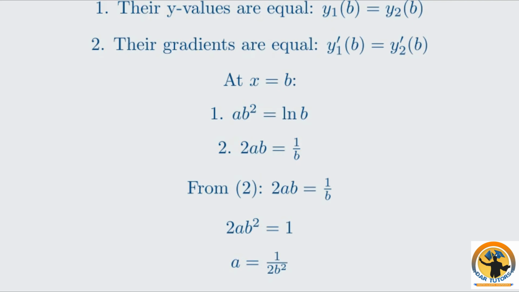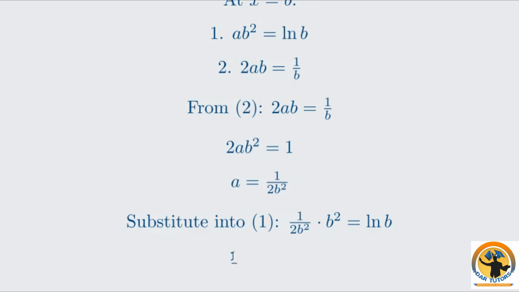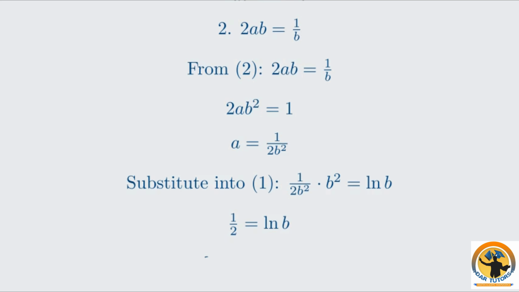Now we substitute this expression for a into the first equation. We get 1 over 2b squared times b squared equals ln b. The b squared terms cancel, leaving us with 1 over 2 equals ln b. To solve for b, we exponentiate both sides with base e. b equals e to the power of 1/2, which is the square root of e. So the x-coordinate of the point of contact is the square root of e.